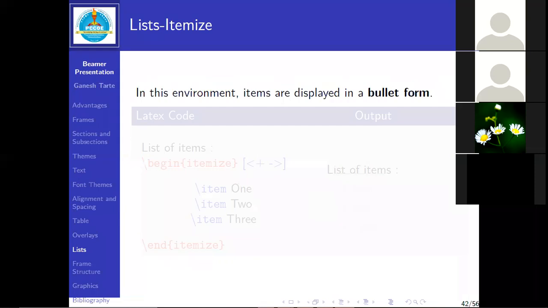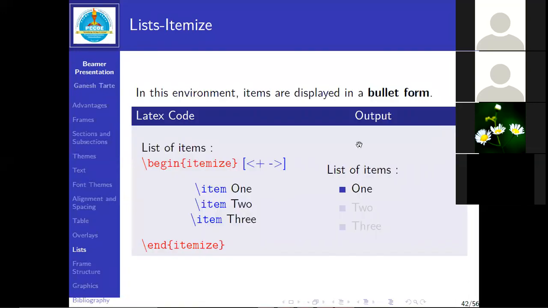For example, let's start with the first list environment, that is itemize. We know that it displays the bullet form. So with this, I'm using only this extra part: square brackets, inside the square brackets angular brackets, and then the plus minus sign. So it creates the overlay. How is that overlay created? After each item, it takes an automatic pause. No need to add a pause after each item.